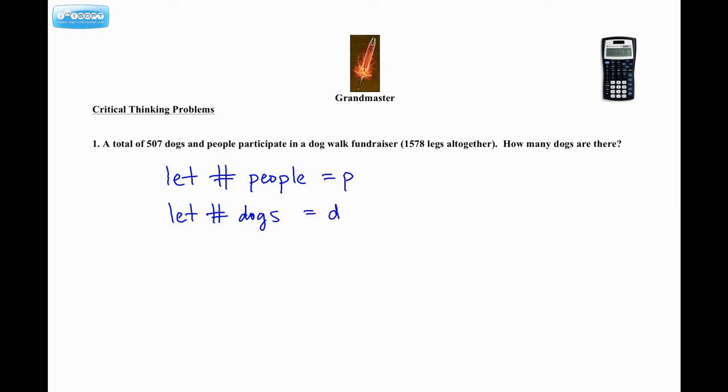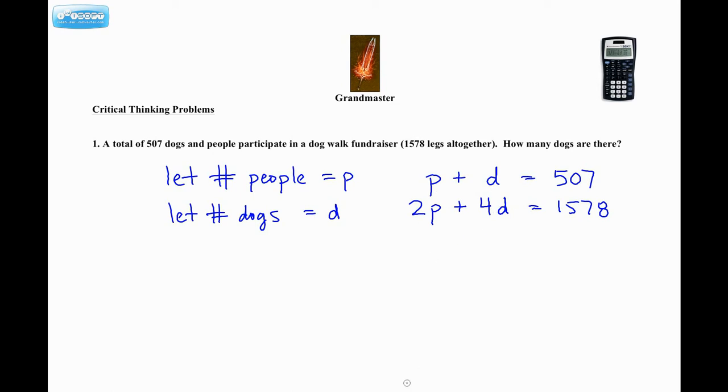Alright, so using P's and D's, we should be able to construct a couple of equations. The first one's rather simple. We know that the number of people plus the number of dogs is 507. Alright? But this on its own, it's not enough. Well, fortunately, we have the total number of legs, and of course we are assuming no one's missing any legs, so that means 2 legs per person plus 4 legs per dog is equal to 1,578.